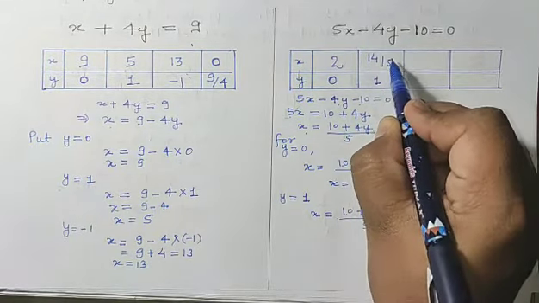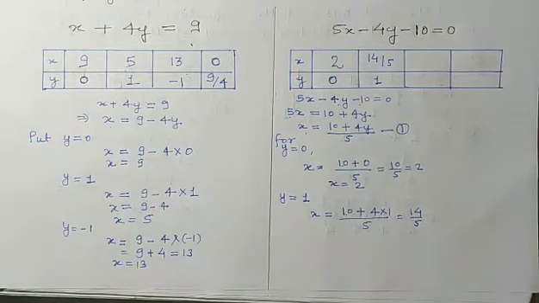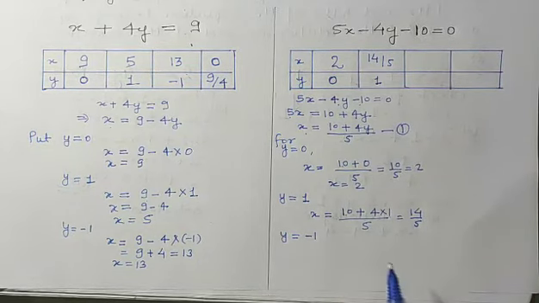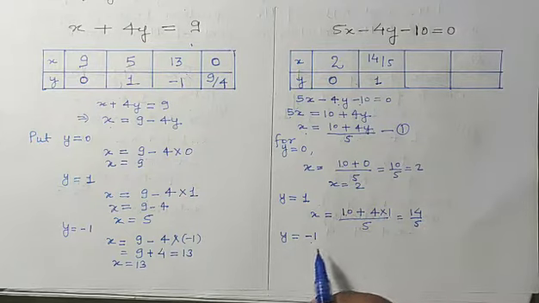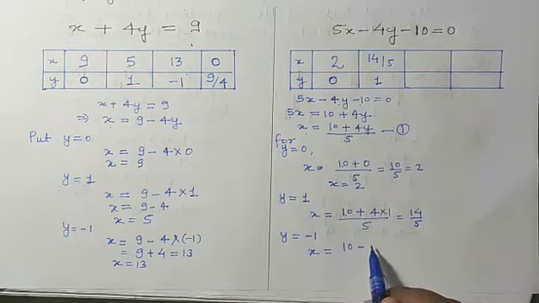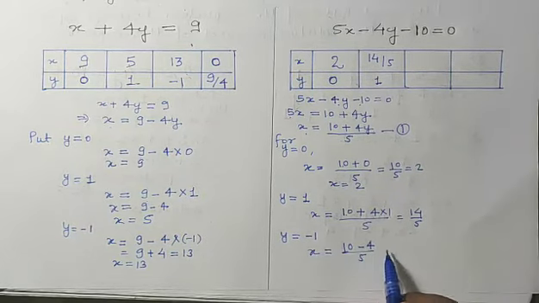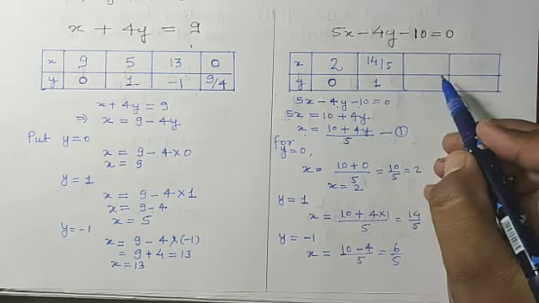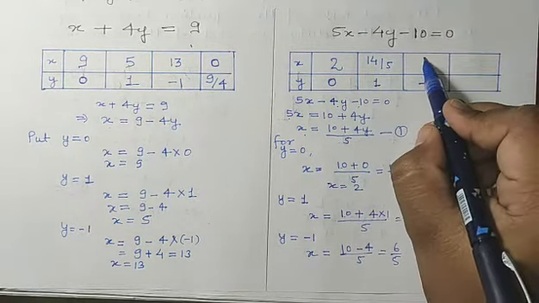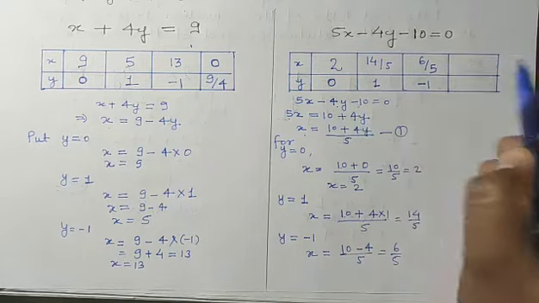Now students, if we put y equal to minus 1, then how can we find the value of x? Then we can find x is equal to (10 minus 4) upon 5, that is 6 upon 5. So here we can write that if y is equal to minus 1, then we get the value of x as 6 upon 5.